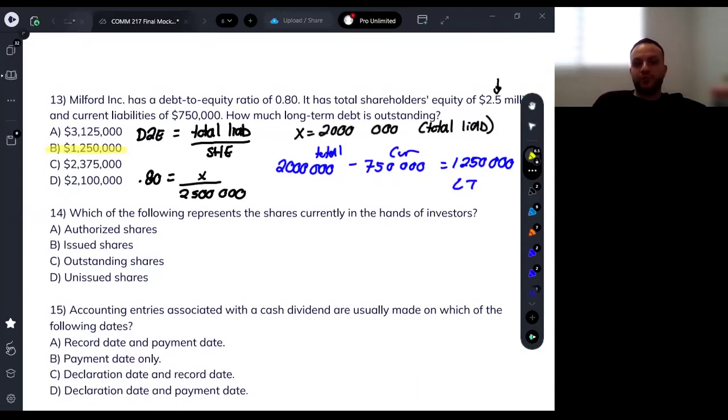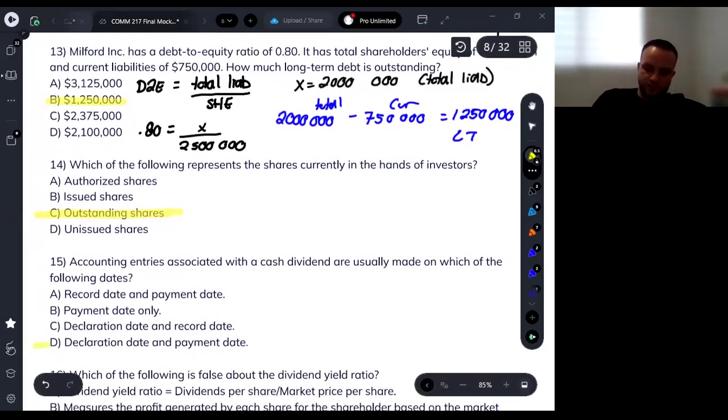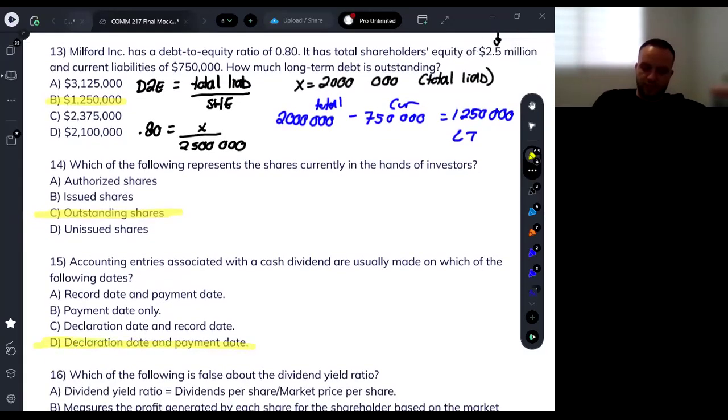Which of the following represents shares that are currently in the hands of the investors? These are the outstanding shares. Accounting entries associated with the cash dividend are usually made on which dates? Declaration and payment date.